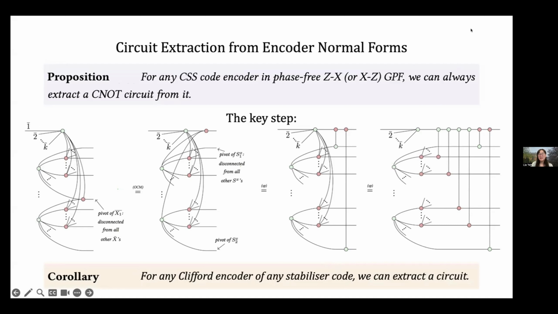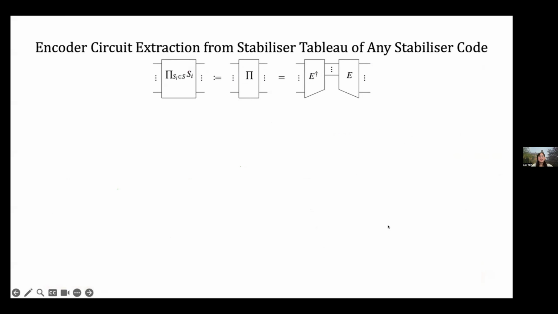And as a corollary, you can extract Clifford encoder circuits of any stabilizer code, any isometry, because you can have the CNOT gates for the inner CSS codes, and then you have CZ gates as the entangling gates for the diagonal Clifford unitary that comes after. You can also do encoder circuit extraction. So extract an encoder, well, it doesn't have to be a circuit, just in normal forms, but sure. Because of the previous normal form to circuit algorithm, for any stabilizer tableau of the code.